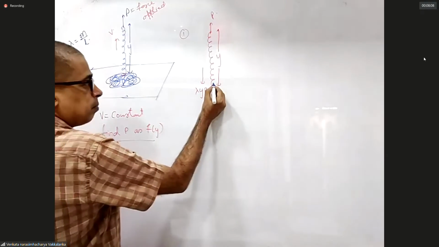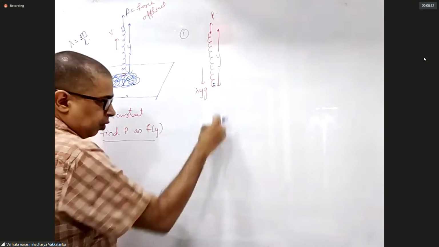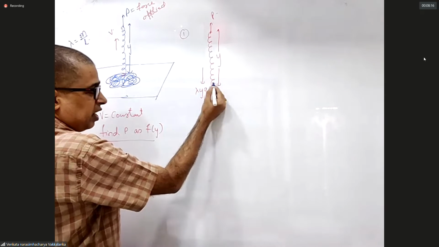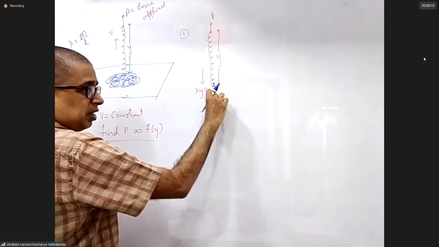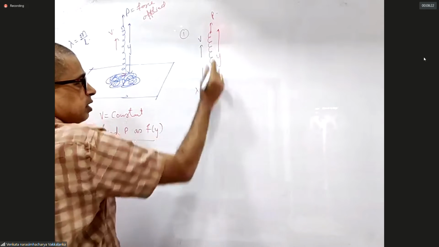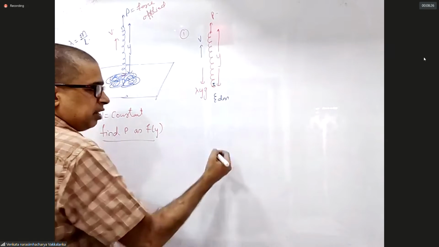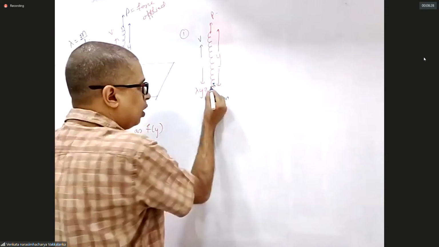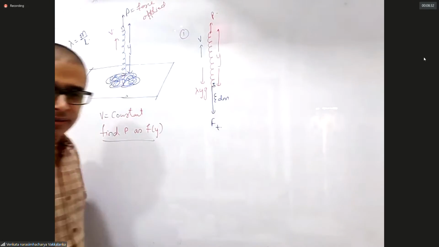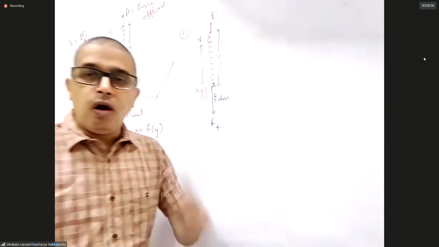For a person standing here, the dm element was at rest. He is moving upwards with a constant velocity v. So he will see the small element dm going in the downward direction. So according to him, thrust force will be in the downward direction. Right? That is one way of looking at it.